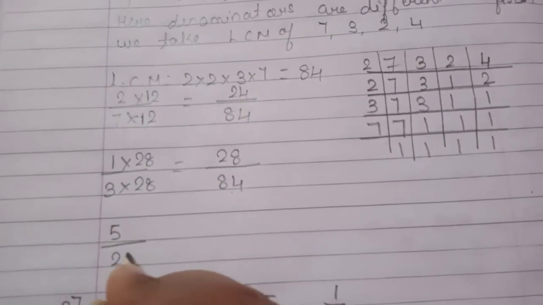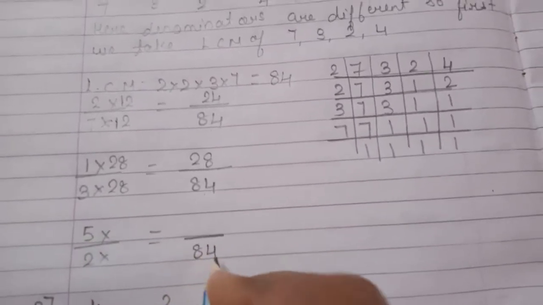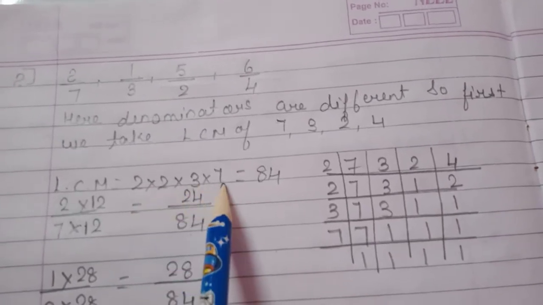Now next fraction is 5 upon 2. 5 upon 2. So we will multiply. We want here denominator 84. So here 2 is there. All the other numbers we will take. 2 threes are 6, 6 sevens are 42.